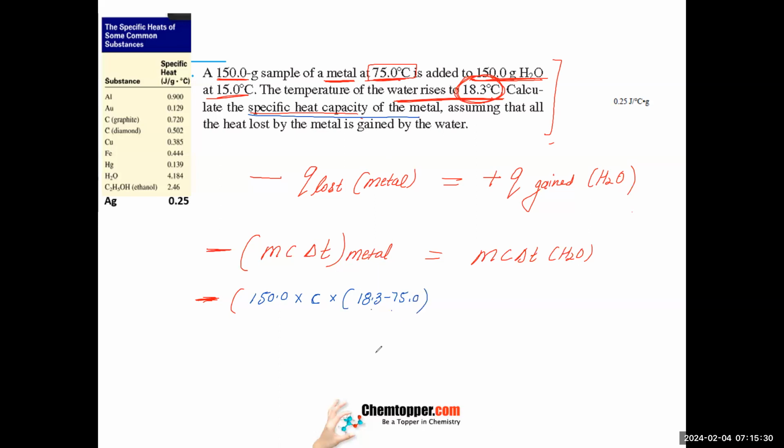Final minus initial. This is the amount of heat lost, which is equal to the heat gained by water. Mass of the water is 150.0 grams. You can see here. Sarayu, are you there? C of the water is 4.184. Delta T is, what is delta T? 18.3 minus, what was the initial? 15.0. Can you solve it for C, children?